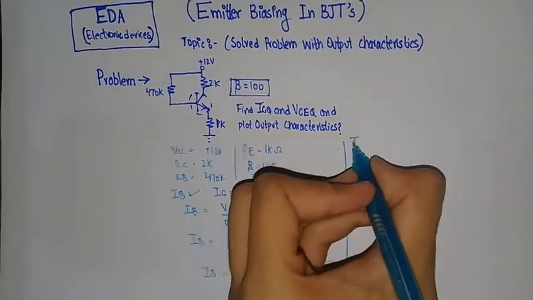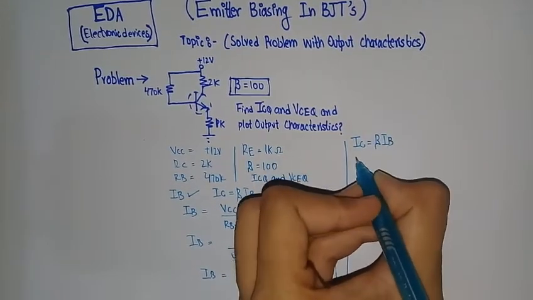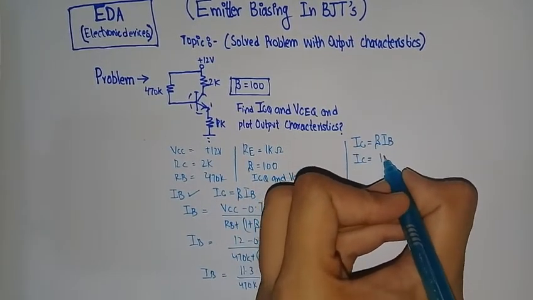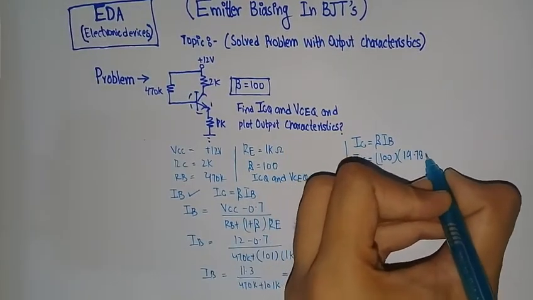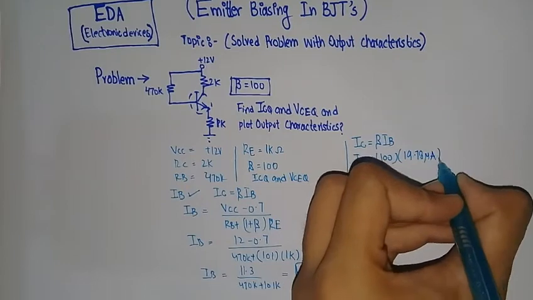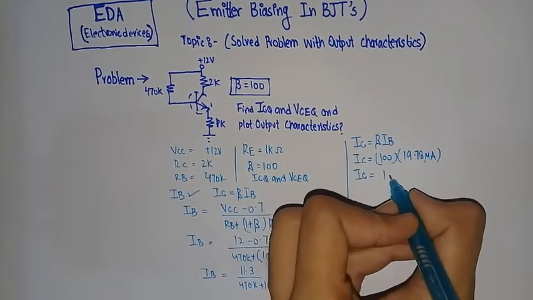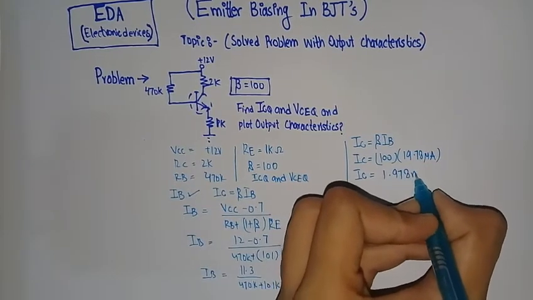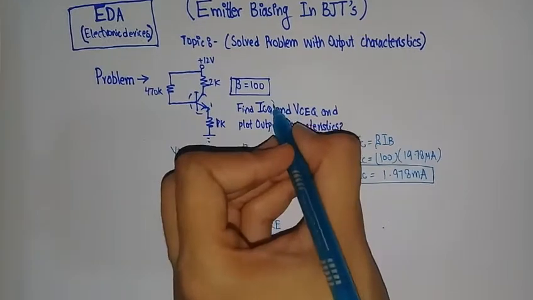Now you can find the value of IC, because IC will be equal to beta times IB. So IC will be equal to beta, which is 100, times 19.78 microamps. So IC will be equal to 1.978 milliamps. So the first value is done.